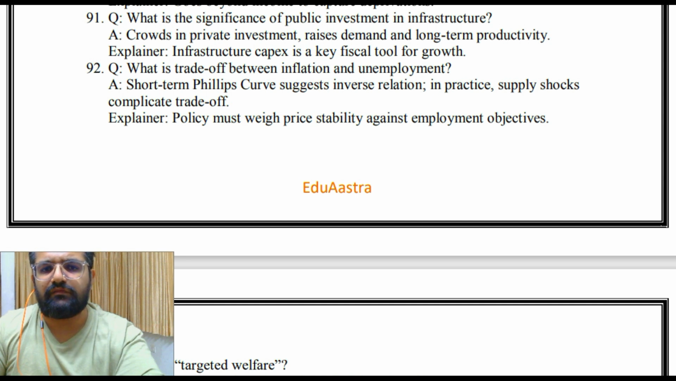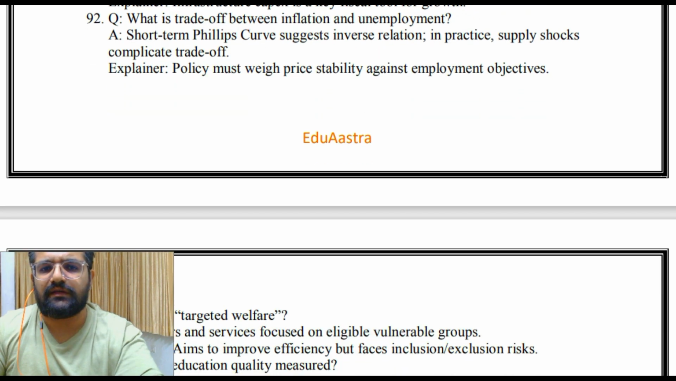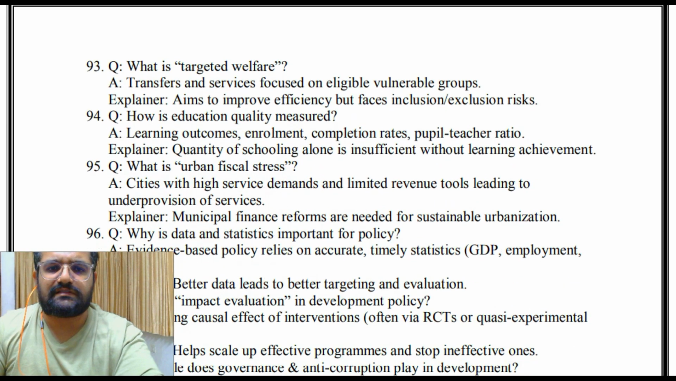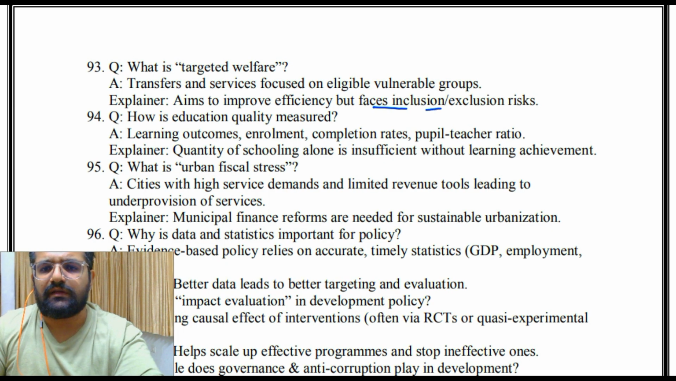What is the trade-off between inflation and unemployment? The short-term Phillips curve suggests an inverse relation in practice. Supply shocks complicate the trade-off. Policy must weigh price stability against employment objectives. What is targeted welfare? Transfers and services focused on eligible vulnerable groups. Aims to improve efficiency but faces inclusion and exclusion risk.